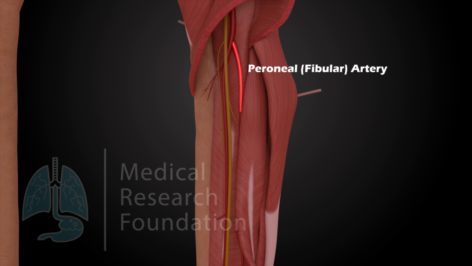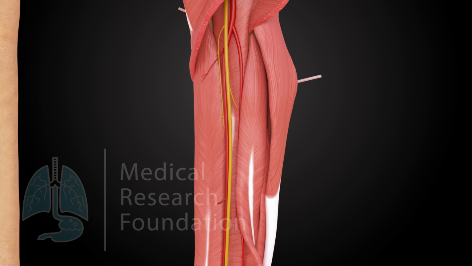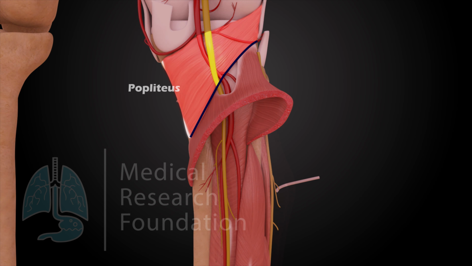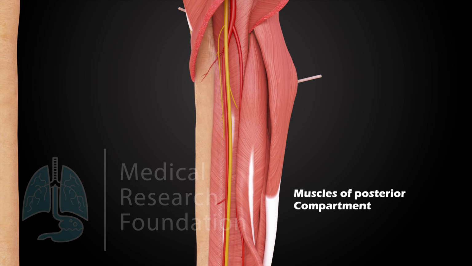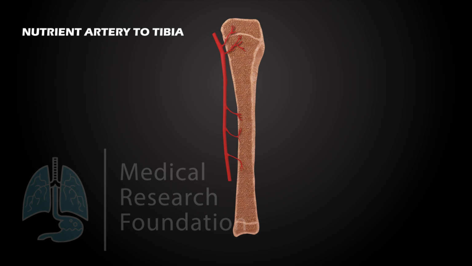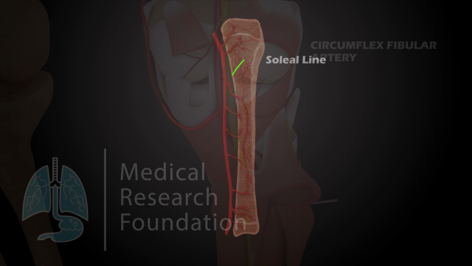Branches. Peroneal, or fibular, artery. It is the largest and most important branch of the posterior tibial artery. It arises 2.5 centimeters distal to the inferior border of popliteus. Muscular branches to the muscles of the posterior compartment. Nutrient artery to tibia. It is the largest nutrient artery in the body. It enters the nutrient foramen of tibia below the soleal line.